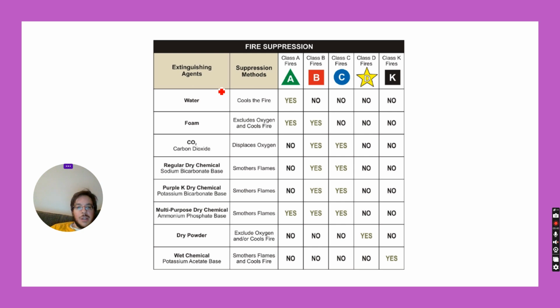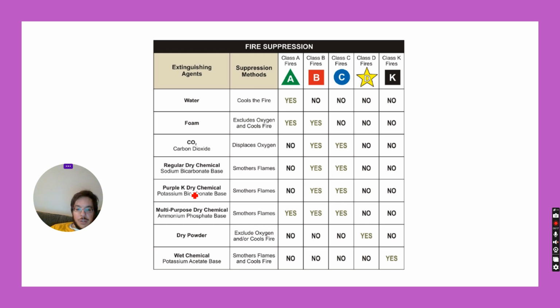So we can summarize here. We've got different agents for putting out fires. So we've got water, foam, carbon dioxide, and dry chemical. So we've got regular dry chemical, which is sodium bicarbonate, and we've got a purple dry chemical, which is potassium bicarbonate, and then we've got a multi-purpose chemical, which is ammonium phosphate.